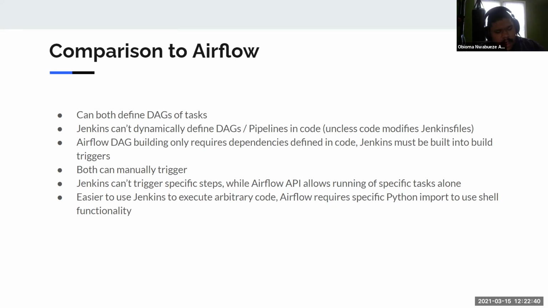Functionality from the UI, both Airflow and Jenkins allow you to trigger these manually. Jenkins does not allow you to trigger specific steps from your pipeline, whereas the Airflow APIs allow you to run specific tasks by themselves if you want to. And it's easier to use Jenkins to execute arbitrary code because you're essentially going through the shell. Whereas Airflow requires these specific Python interactions, like the os module, in order to get any access to the shell. Otherwise, you're limited to what can be done in Python.